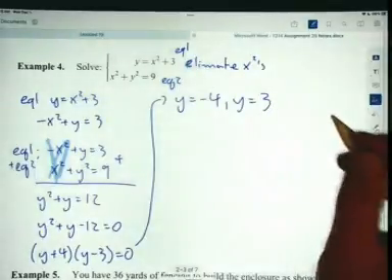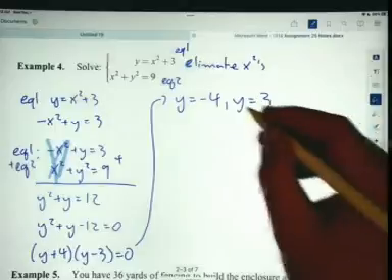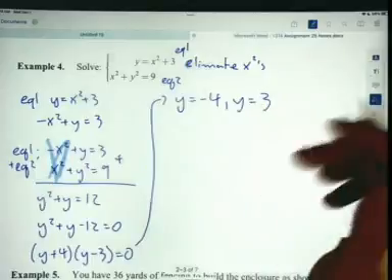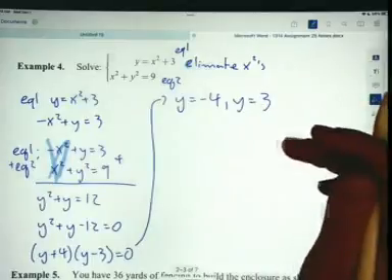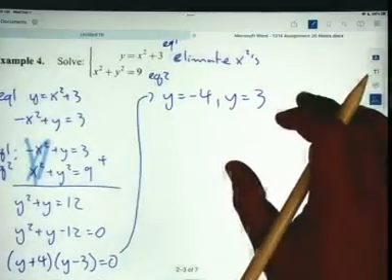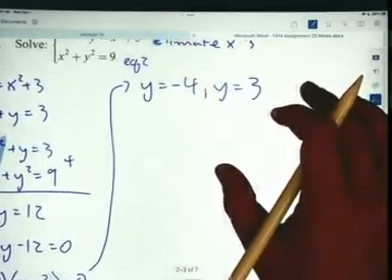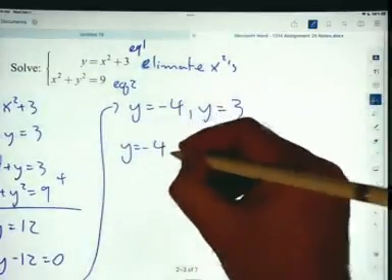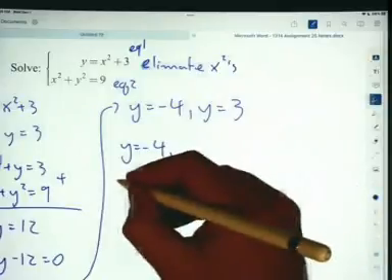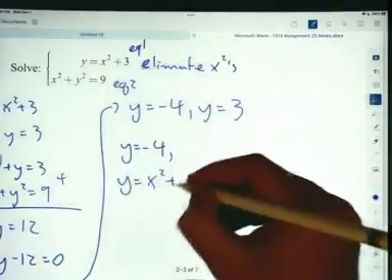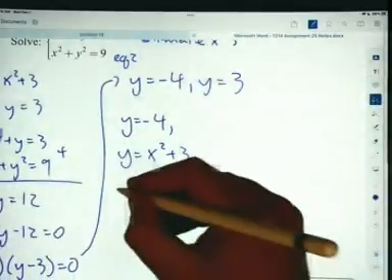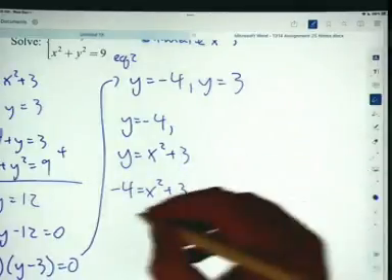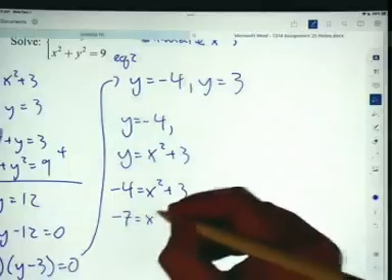Now we have to go and find the corresponding values of x for each y. Does that make sense? For each y, you have to find the corresponding x. So let's do that. Let's just start off. For y is equal to negative 4, we have that y is equal to x squared plus 3. So we have negative 4 is equal to x squared plus 3, which then means we have negative 7 is equal to x squared.